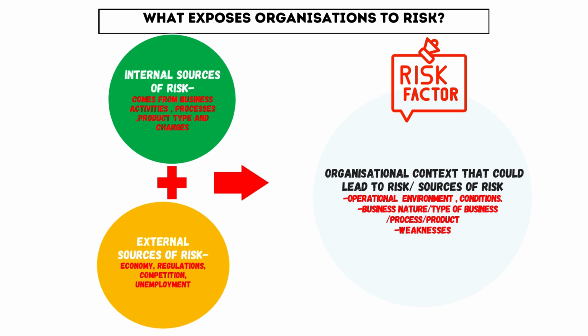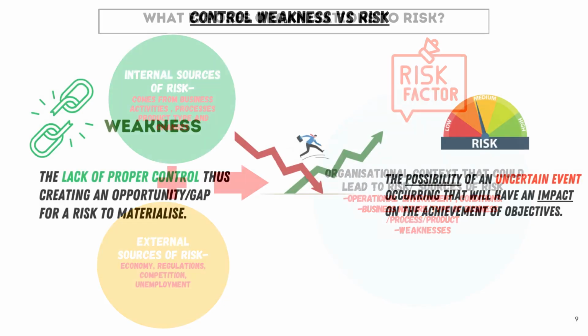Now, when we say an organizational context, these speak to the operational environment of the organization, the conditions that the organization is faced with, such as the business nature, the form of ownership, the type of business, the type of product that they are selling, or even the processes that are involved in that type of organization, which is why those processes can have some weaknesses in their system of internal control.